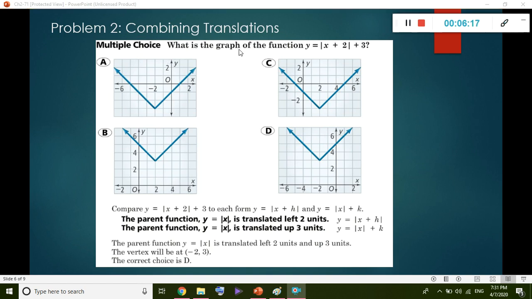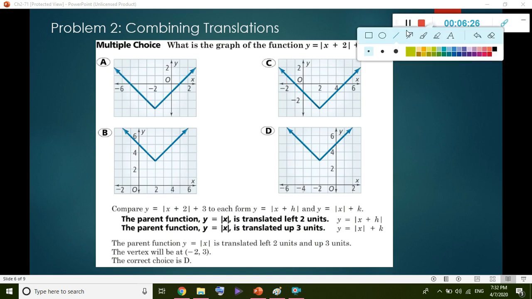Here they're asking what is the graph of the function y equals the absolute value of x plus 2, then plus 3. So girls, we have to think like originally it's going to be as, where's the mouse here?